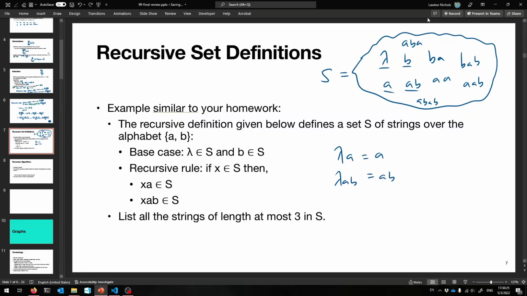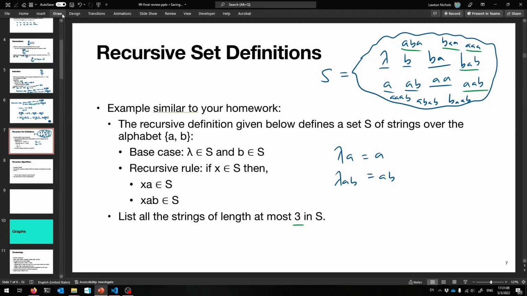Cool. Let's do it for BA. That means that BAA is in S, and then BAAB is also in S. Let's do it for this one, AA. That means AAA is in S, and AAAB is also in S. Okay? So I think these are things that I've built up so far. If I run the rules for anything that I haven't looked at yet, it'll just make bigger strings. So I think my answers then are going to be these, the strings of length at most 3: this one, this one, this one, this one, this one, and that looks to be all of them.